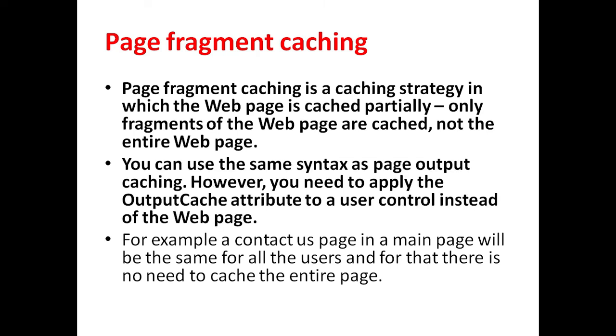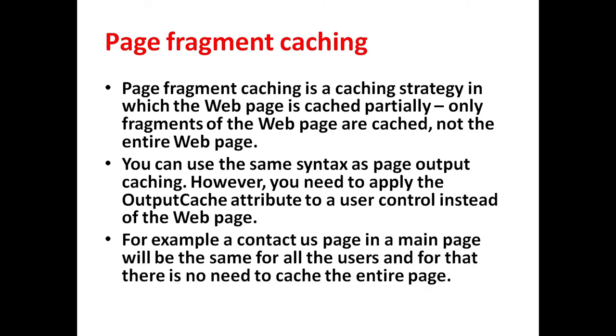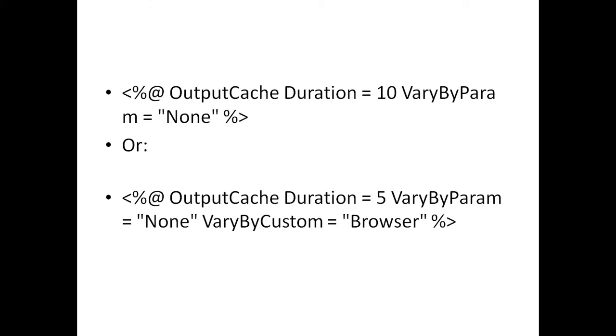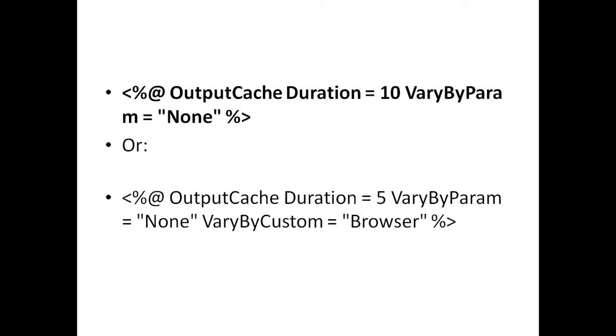You can use the same syntax as page output caching. However, you need to apply the output cache attribute to a user control instead of the web page. For example, a contact us page in a main page will be the same for all the users, and for that there is no need to cache the entire page. Page fragment cache can be defined in following two ways.